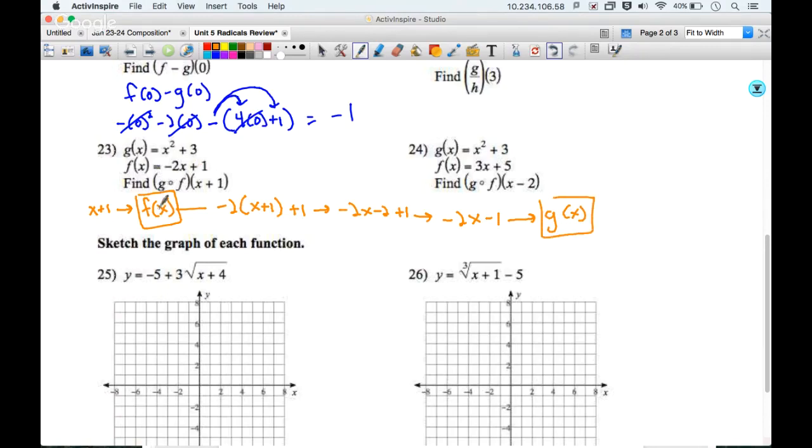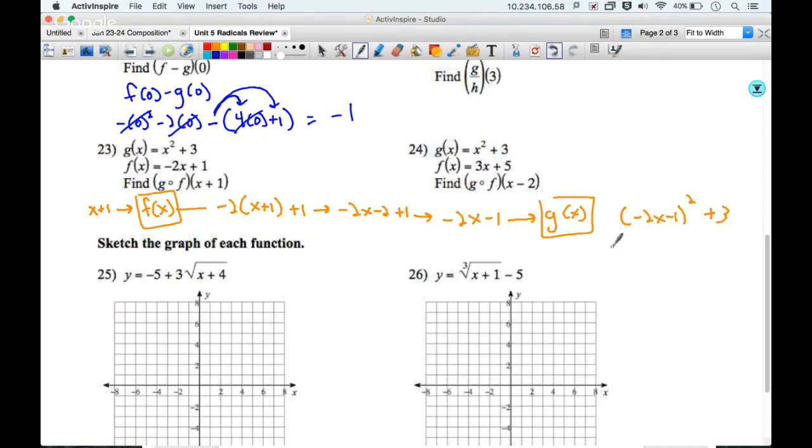G of f of x, we do f of x first. I simplified it and plug it into g of x. G of x takes the input, squares it. So the input is this whole thing here, negative 2x minus 1. It's going to get squared, and then we're going to add 3. And just for posterity, we should simplify this.